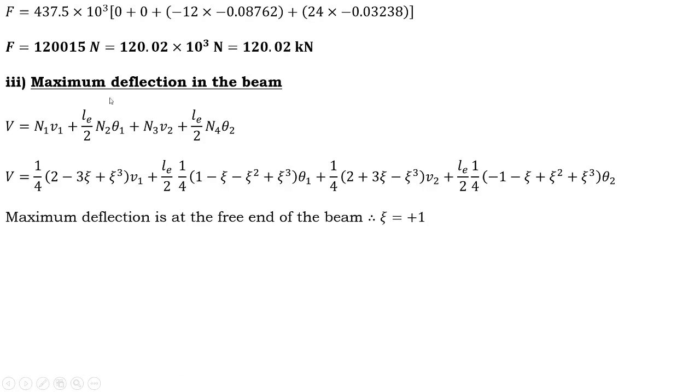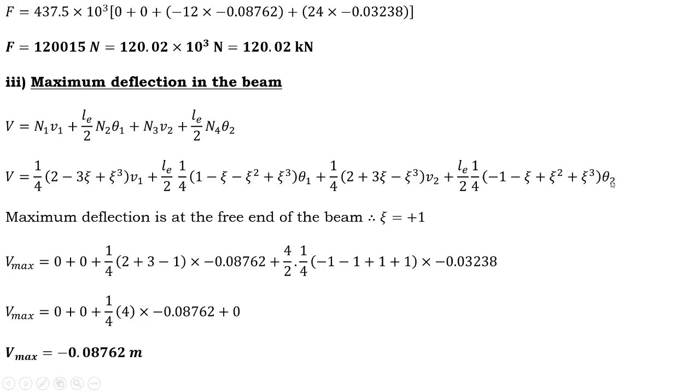Then we know that the maximum deflection in the beam will be at the free end. At the free end, my value of zeta is plus 1. Therefore, in the above equation, wherever zeta appears, I need to substitute plus 1 along with whatever displacement values we have calculated. v1 and theta 1 both are 0 because it's a fixed end. v2 and theta 2, these are the two values we have obtained. So that I need to substitute.